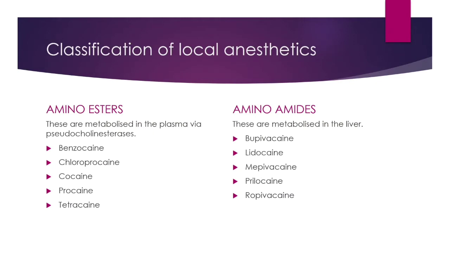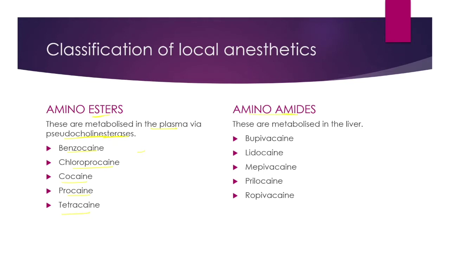Classification of local anesthetics. These are mainly divided into amino esters and amino amides. Amino esters are metabolized in the plasma via pseudocholinesterases. What are the examples for amino esters? We have benzocaine, chloroprocaine, cocaine, procaine and tetracaine.